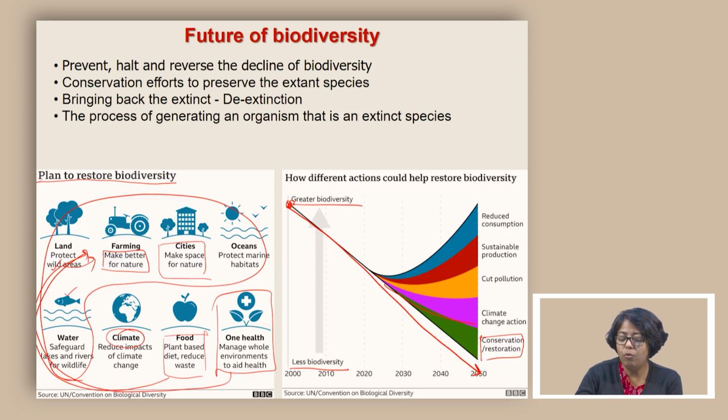If we go for conservation and restoration, then this line is going to change somewhere in between. If we take climate change action, then it will be something like this. If we cut pollution, have sustainable production and reduced consumption, all of these will eventually bring it back. Now, this is only a cartoon, it does not really have the actual values. So, it is hard to comment on how long it would take, and how much conservation and restoration one has to do in order to bring it back.